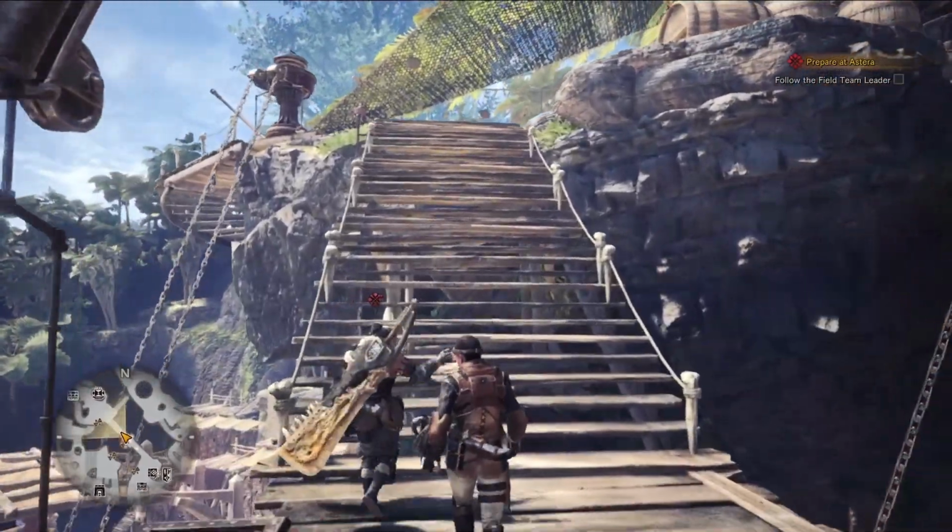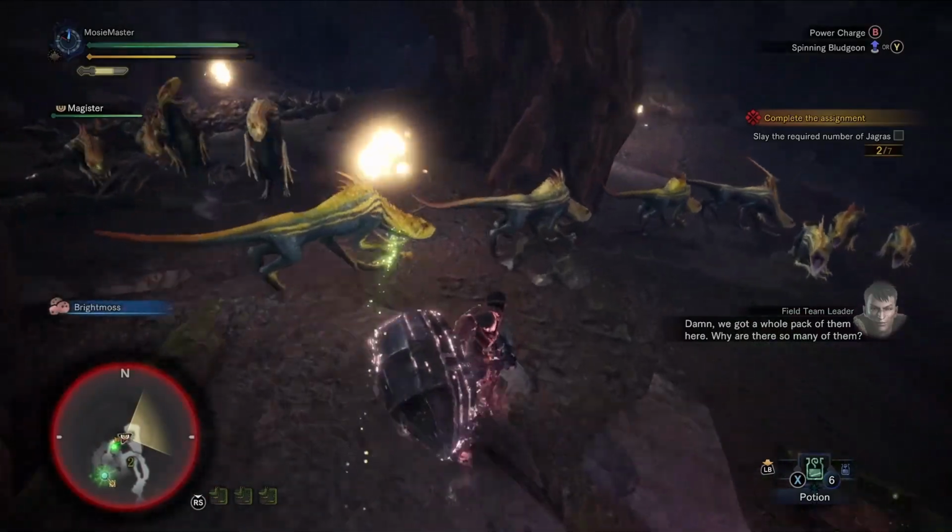And they would rather do the exact opposite of that. Smashing monsters with the hammer until they fall.